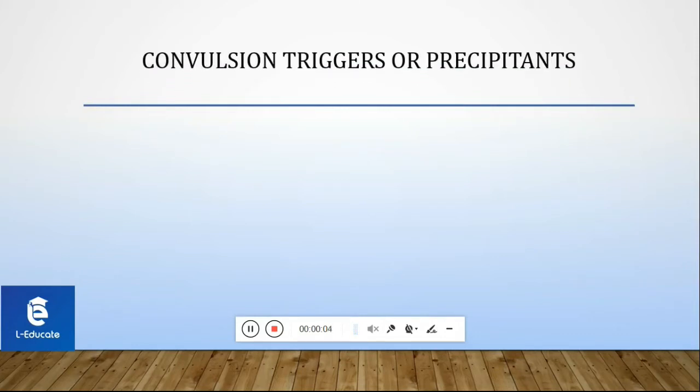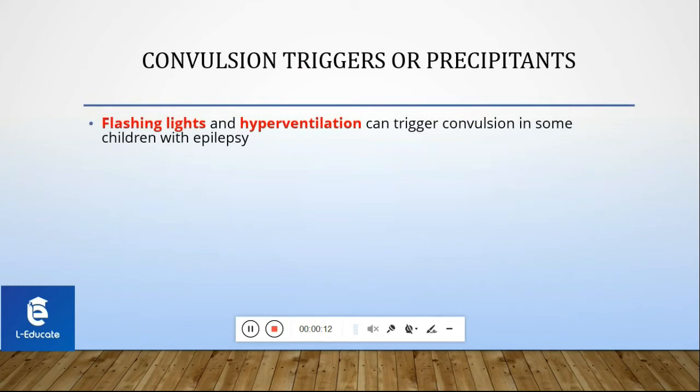What are the trigger factors for convulsion, especially in individuals who have epilepsy? Two of the most common trigger factors are flashing lights and hyperventilation. You may have observed that when some films want to begin showing, a notice will pop up that this particular film or content has a lot of flashes, and is not recommended for people who are epileptic. This is what they mean, because flashing lights of different colors can trigger a fit, can trigger convulsion in individuals who are epileptic.